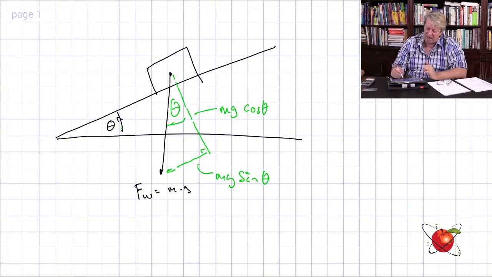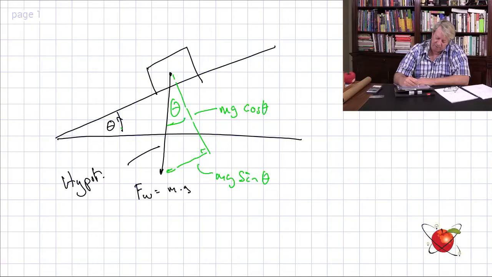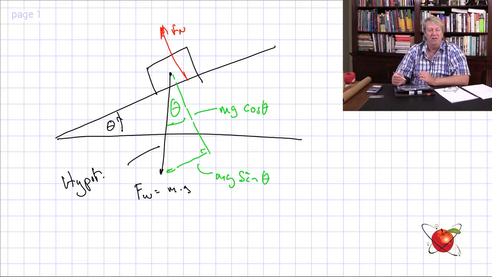So we always put the weight in and put its two components in, drawing the triangle at a right angle. The weight is the hypotenuse, always remember that, in other words the longest side. The other two are the other sides of the triangle. Put them in. The next step is to put in F normal. F normal is the vertical reaction on the slope, isn't it? Put it in.